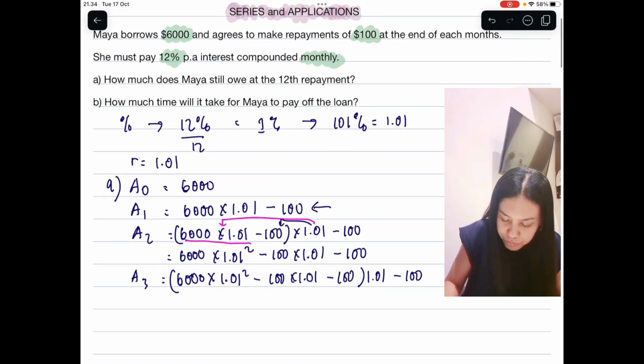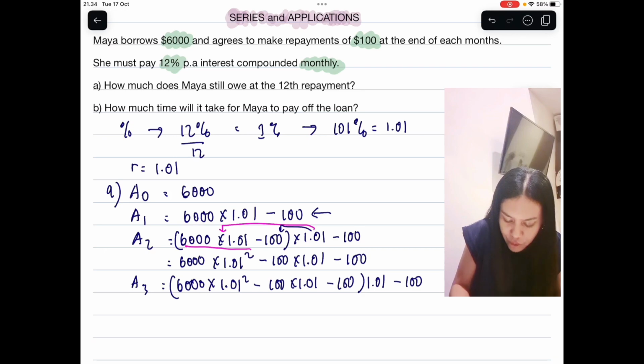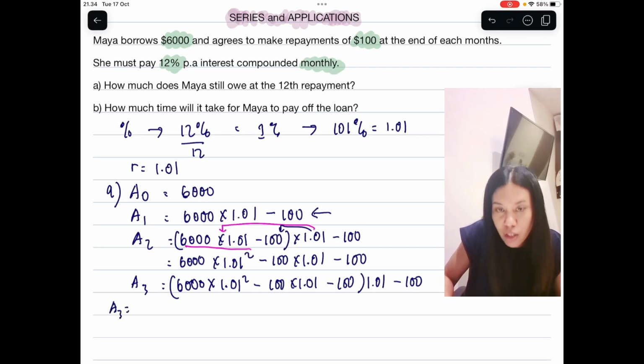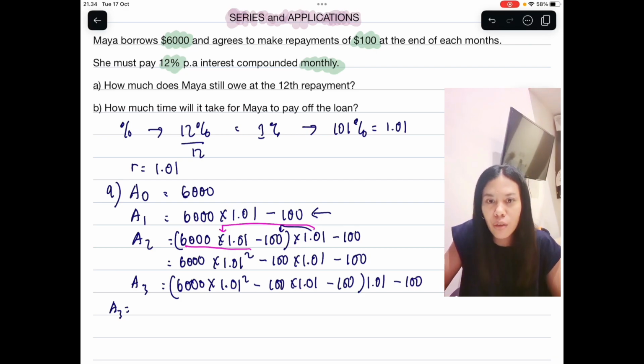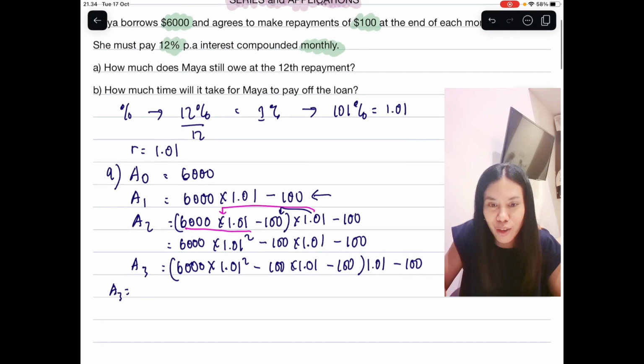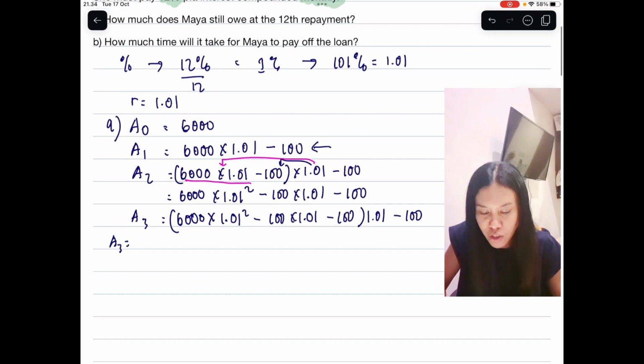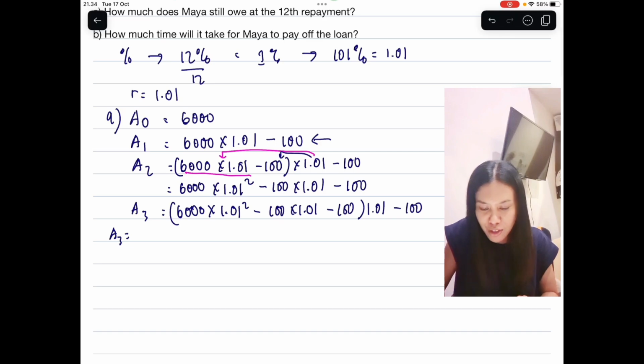So I'm going to slide to the left, yeah? Because we need space, and I'm going to scroll up. If you need to screenshot the question, please do, yeah? So I'm going to roll up, so I'm covering the question, but I'm leaving question A so you can see it: how much does Maya still owe at the 12th repayment? I'm still having it there.